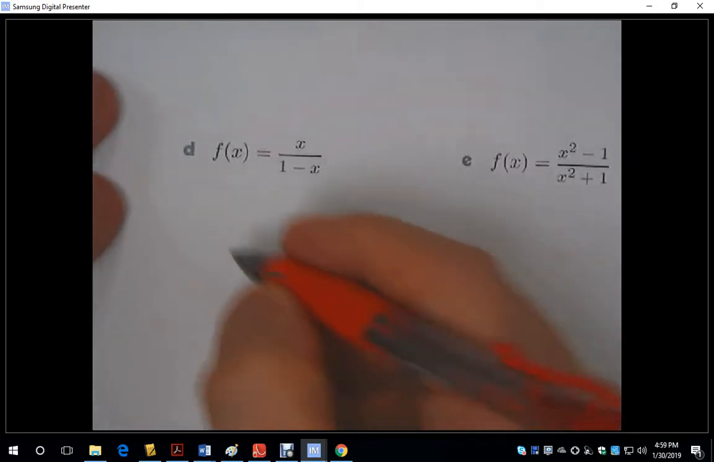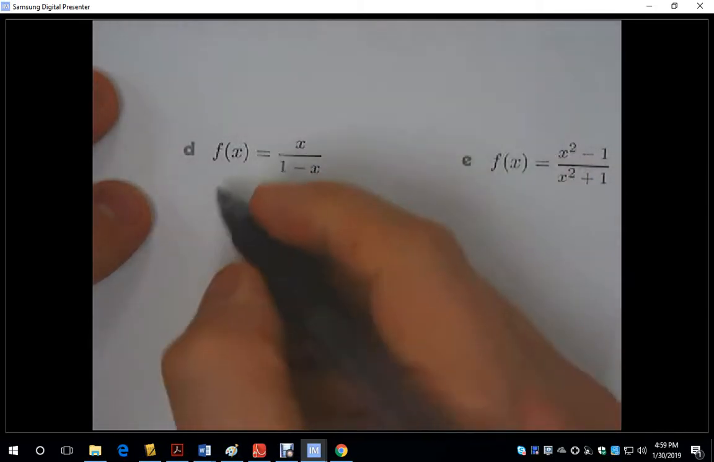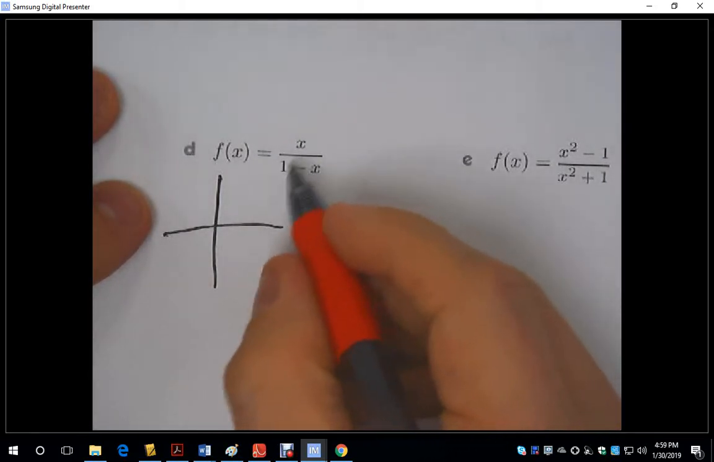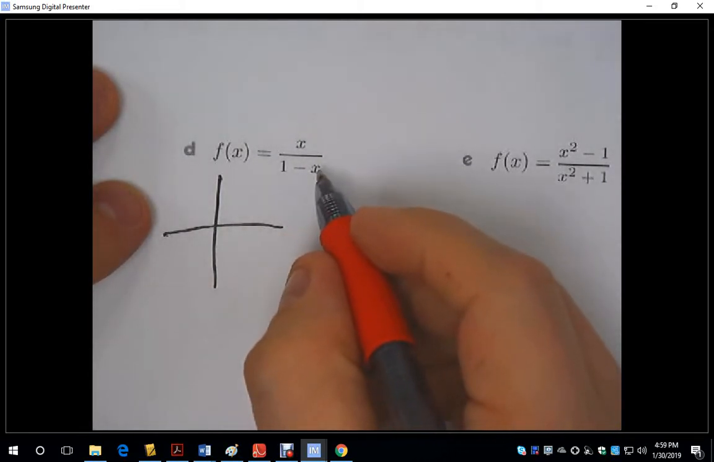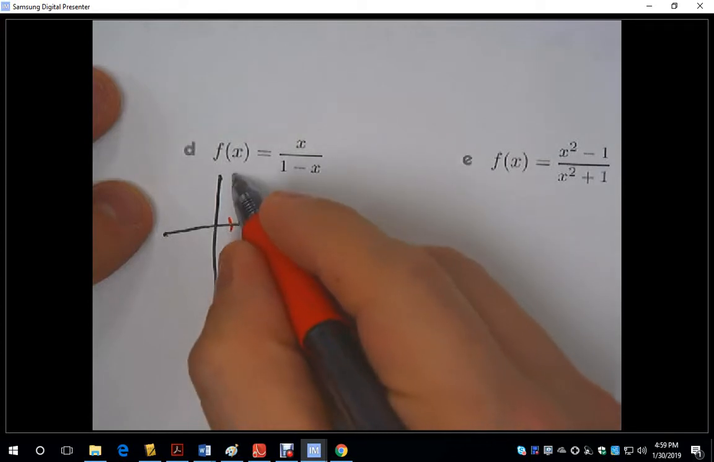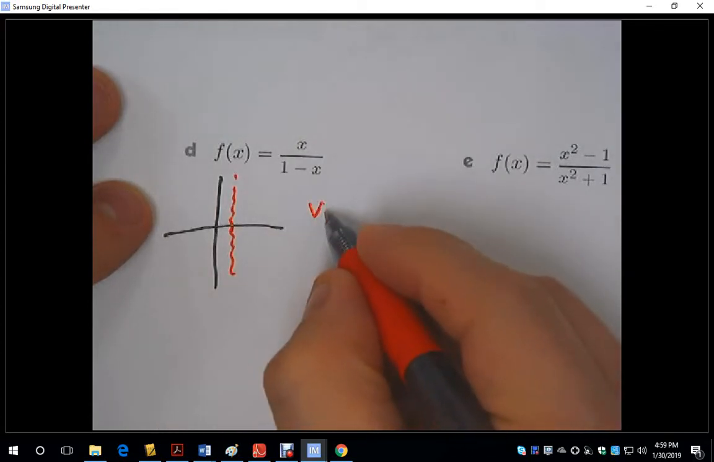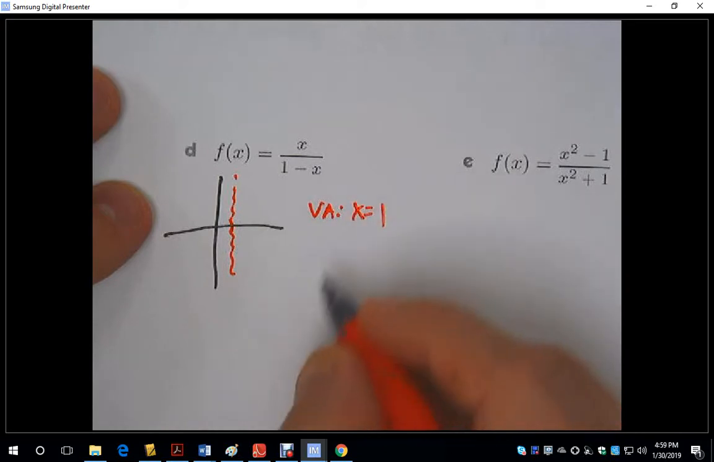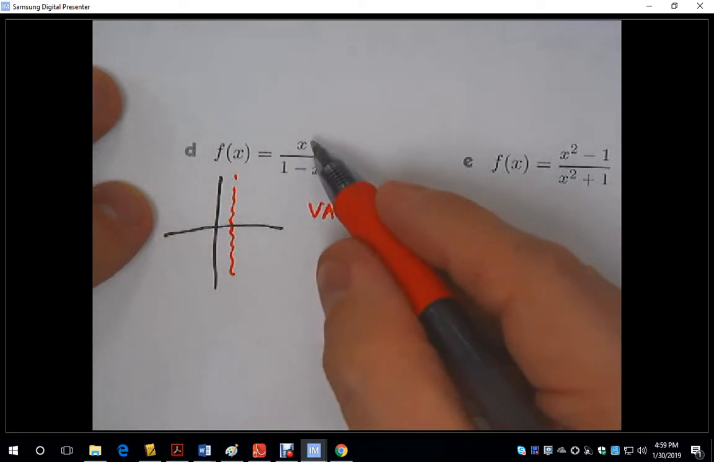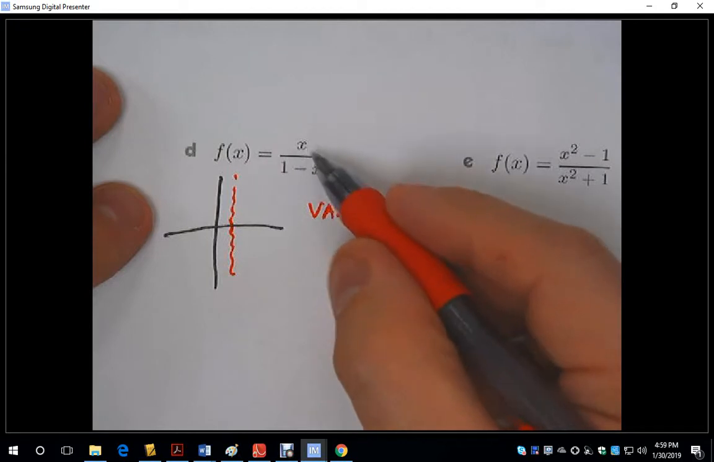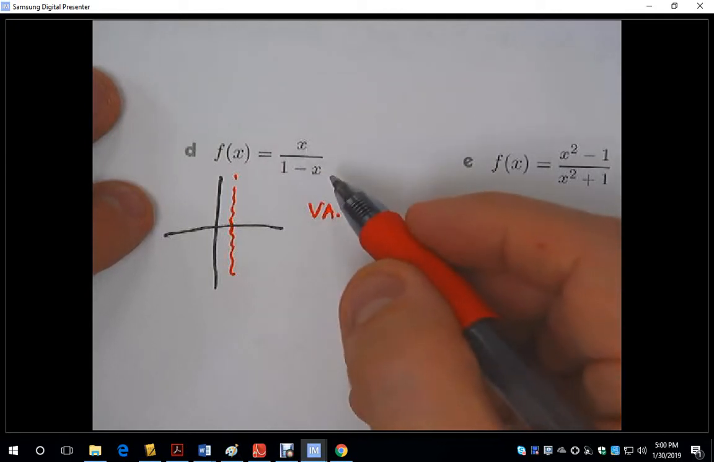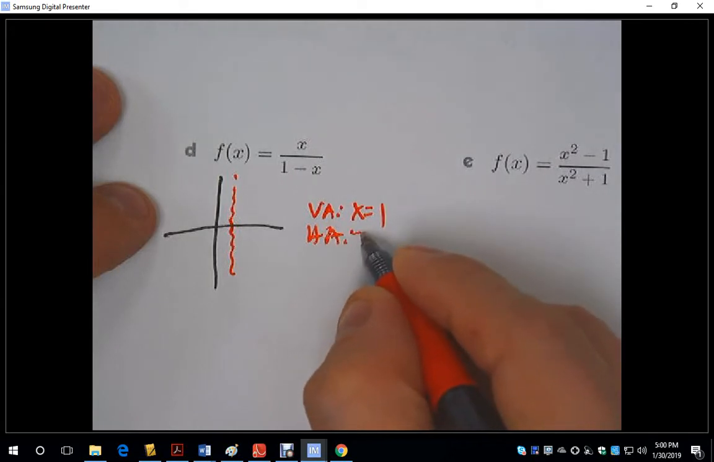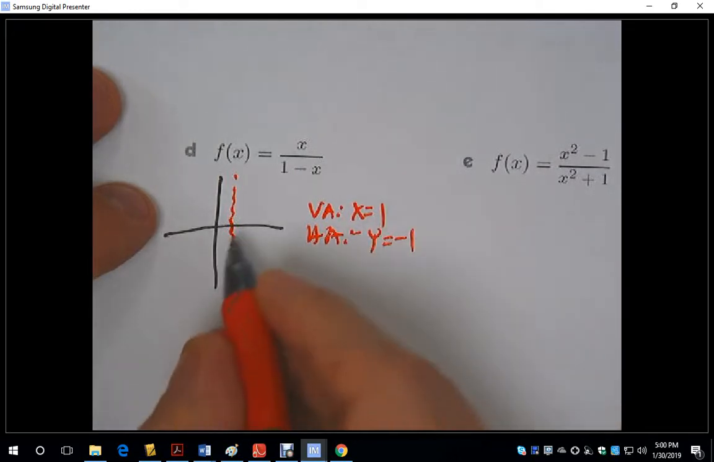The next one, I'm going to find my vertical asymptote. Vertical asymptote is what will make this graph 0 in the denominator. That's going to be a positive 1. So this is my vertical asymptote, when x equals 1. And I can see that my leading terms are x over -x, which would give me -1. So my horizontal asymptote is when y equals -1. So that would be here.